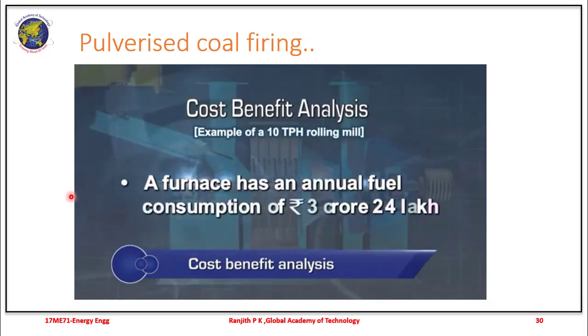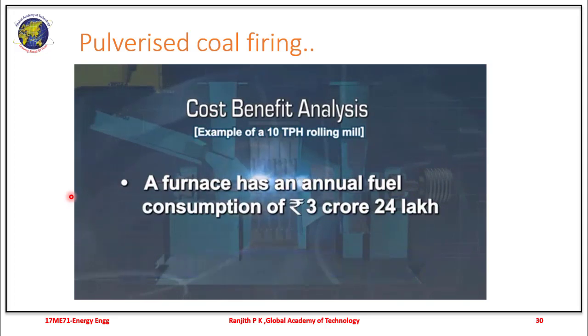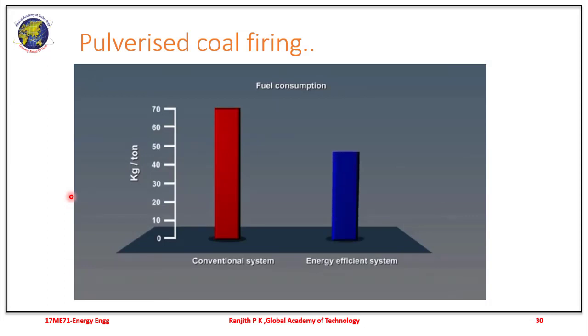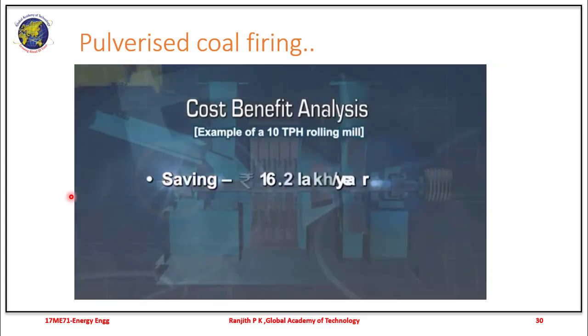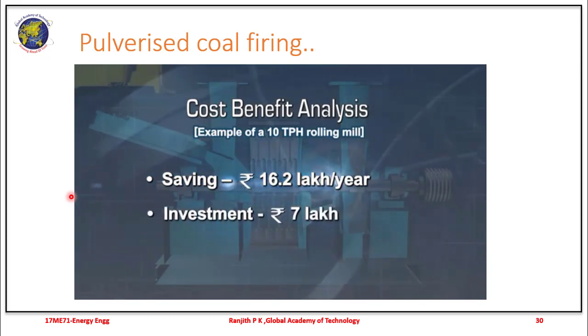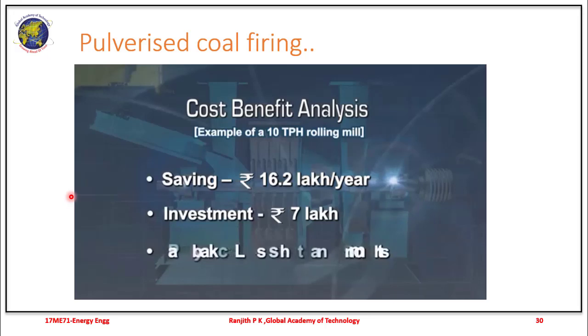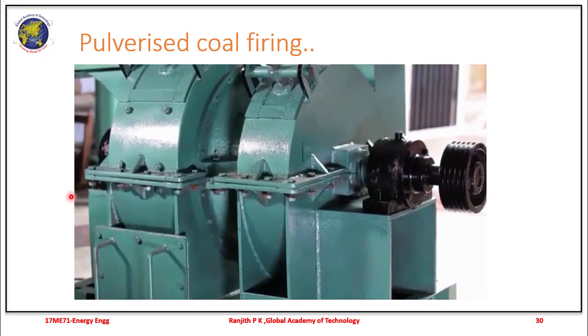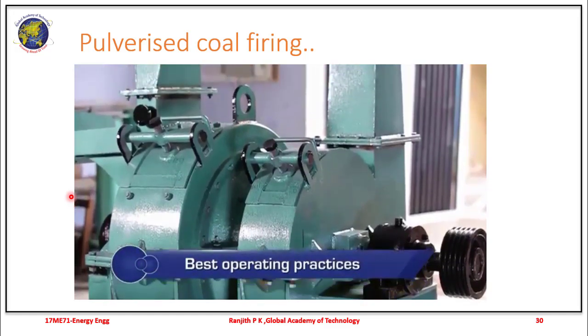Let's take an example of a 10 TPH rolling mill to understand the economics. Typically, a furnace will have an annual fuel consumption of 3 crore 24 lakh rupees. With the use of an energy efficient system, the savings in specific fuel consumption shall be about 15%, which implies savings of rupees 16.2 lakhs annually. The modified pulverizer will entail an investment of 7 lakh rupees. Thus, the investment can be recovered in less than 5 months.